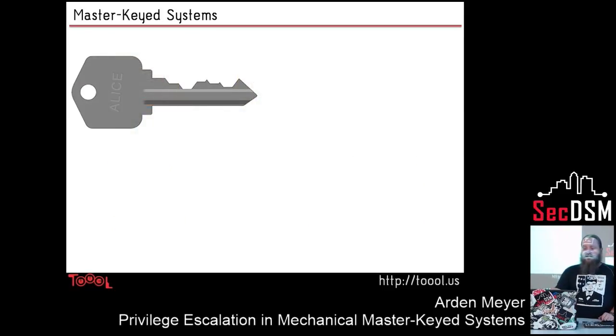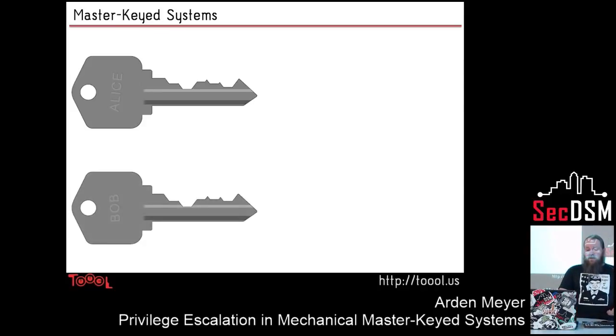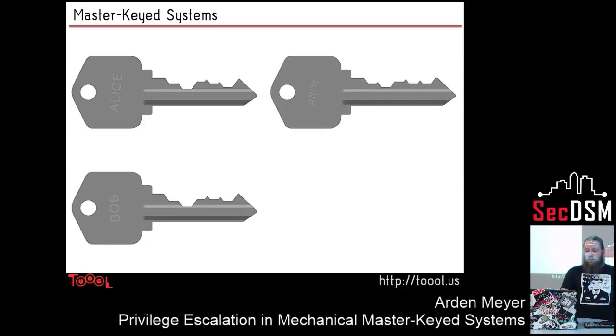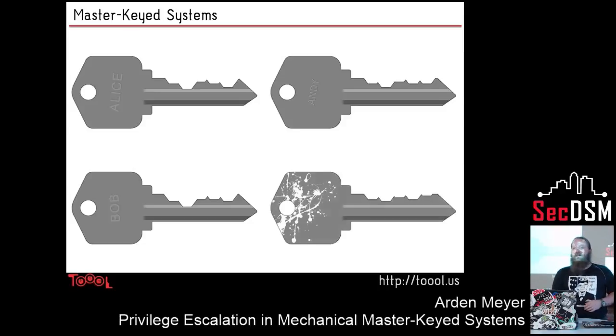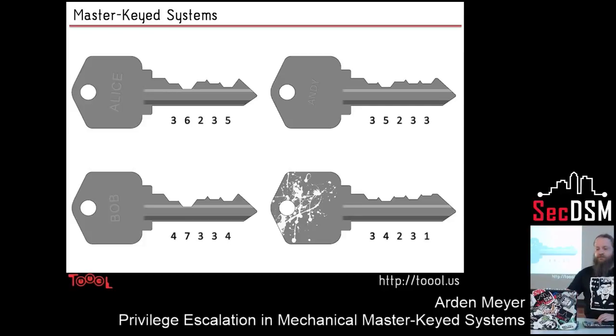So in a master key system, we have multiple keys that are going to work. Here's Alice's key. If you turn around and look at the screen behind you, you can actually read that it says Alice on it. We have Bob's key. We also have Andy's key. And most importantly, we have the Janitor Key or the master key. This is the key that will get us into almost every door. So here's the different bit depths that we have.